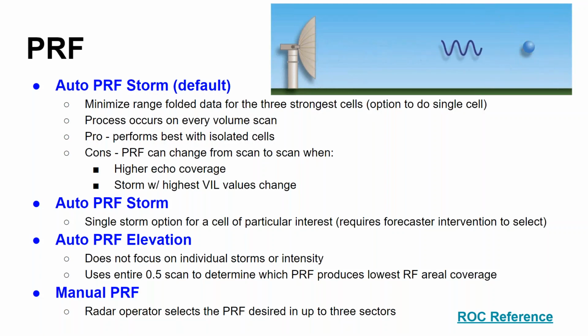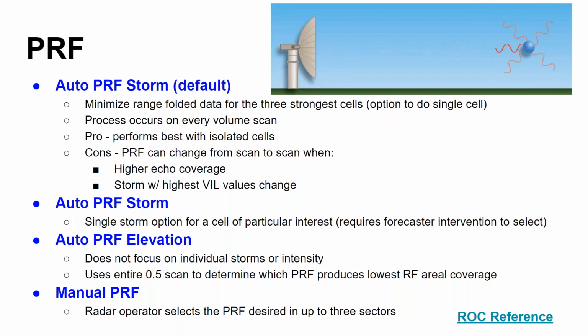There's auto PRF Storm, which is the default, which takes your three strongest cells as identified in SCIT. The basic definition of a cell's strength is that you have to have a VIL greater than 20. It's going to take a look at the storms with the highest VIL values, hone in on those, create a 20 nautical mile range ring around those, and then come up with the best PRF for those three particular cells.